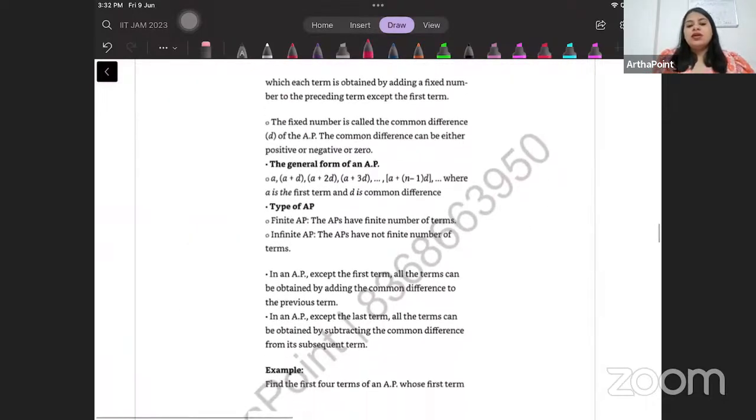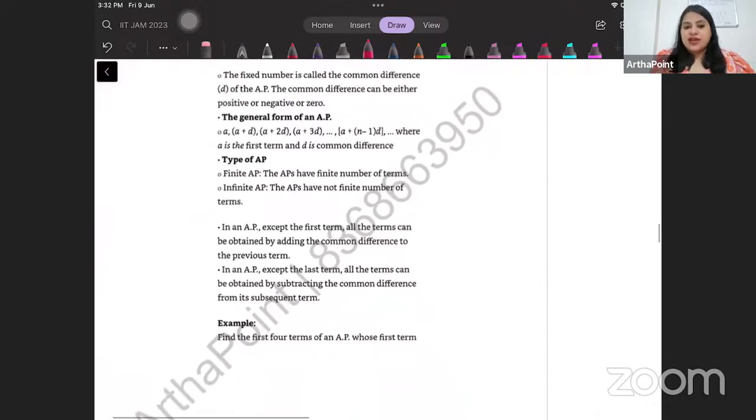Now there are different types of APs that we have. One is called a finite AP and the other is called an infinite AP. The APs which have a finite number of terms, matlab sirf 5 terms or 10 terms, they are known as finite AP. And the AP which has an infinite number of terms is called an infinite AP.